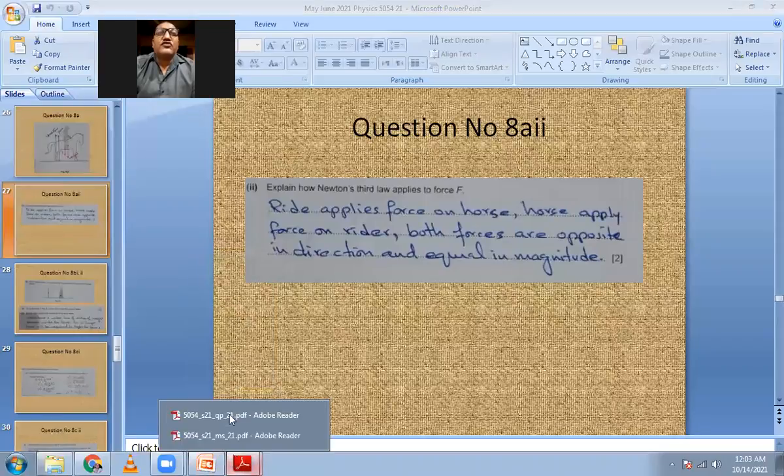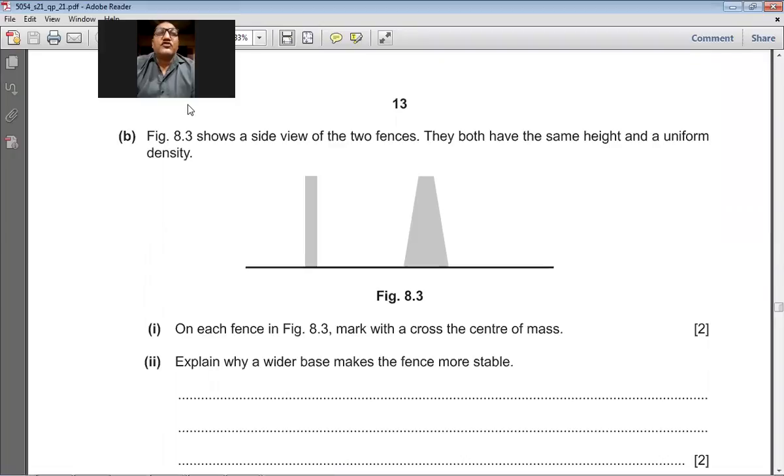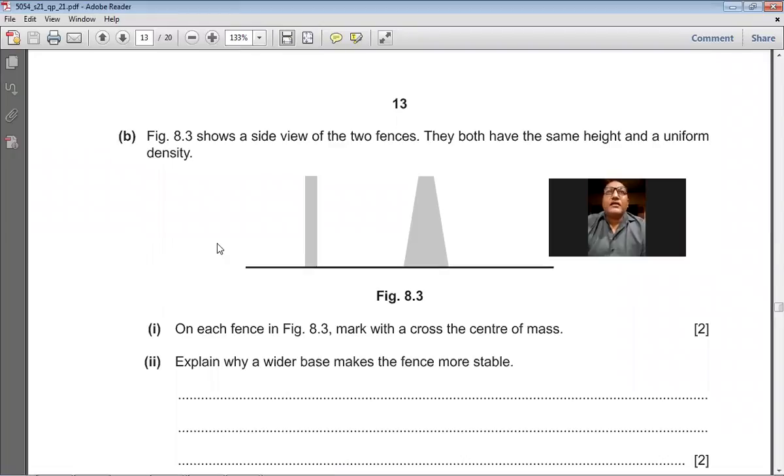The next question coming up on your screen is, here we go. Figure 8.3 shows a side view of the two fences. They both have the same height and a uniform density. On each fence in figure 8.3, mark with a cross the center of mass. It's a 2-mark question. This body has uniform thickness, so its center of mass will be exactly in the middle of its height. So just check what the height is, and exactly in the middle put a cross.